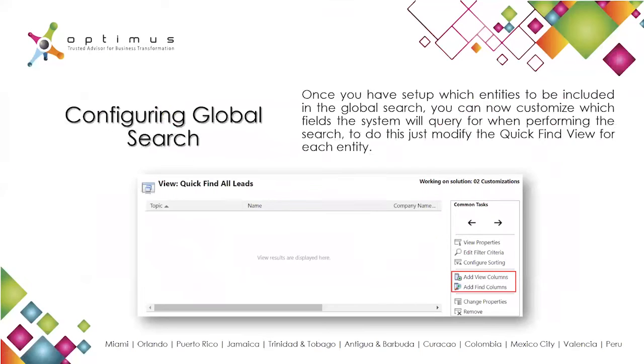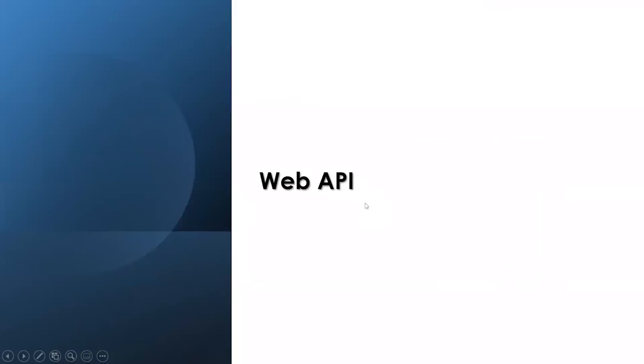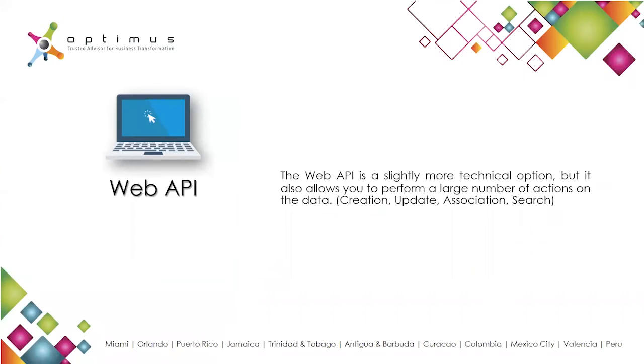Okay, let's see. After that, we have the web API. Web API is one of the functionalities that is available in the CRM and is going to be there since you install or configure the CRM. It's something that you could use to get information from another system. Basically, when you want to get information from another system, you could use the web API.